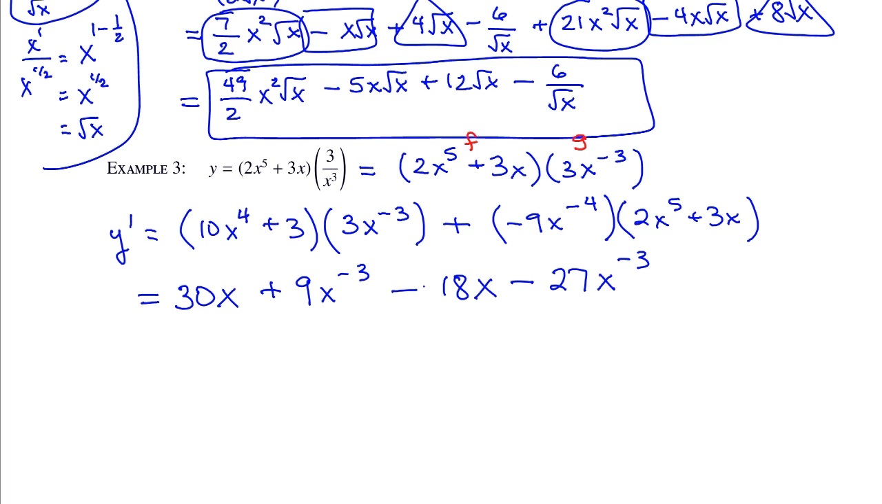All right, what combines? 30x minus 18x is 12x. What about 9x to the negative 3rd minus 27x to the negative 3rd? That combines. That's negative 18x to the negative 3rd. And then we need to rewrite this with positive exponents because that's how the problem started at the top, positive exponents. So this is 12x minus 18 over x cubed.